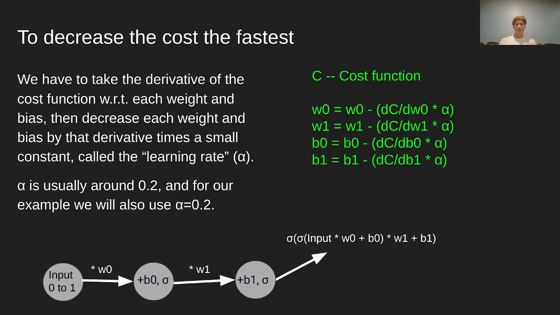And this decreases the cost the fastest. We take the derivative of each weight and bias. We take the derivative of the cost function with respect to each weight and bias, and then we're going to multiply it by this small constant called the learning rate. It has to be a relatively small number because we're going to repeat this process literally thousands of times.